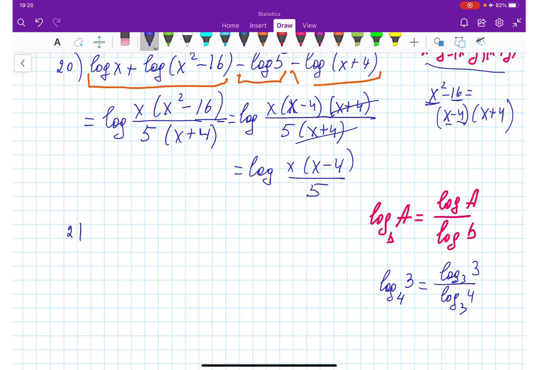Now, log 3 by base 3 is equal 1, right? Because 3 to power 1 is equal 3. Right? Therefore, here will be 1. Underneath, we will have log 4 by base 3. Yes, that's it.